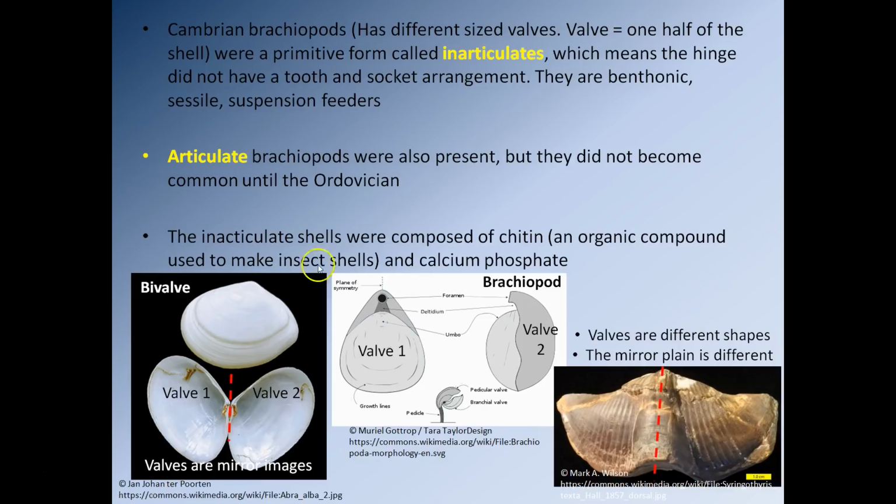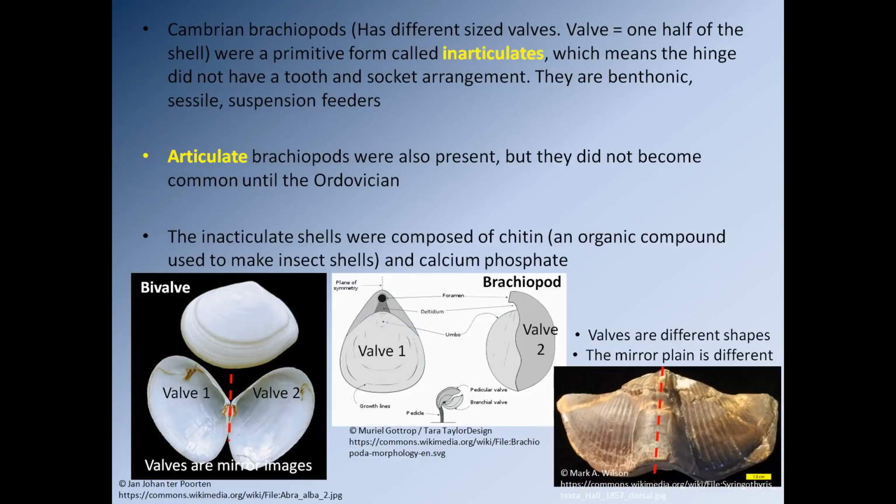So the inarticulate brachiopods were a group of very simple brachiopods that did not have this tooth and socket arrangement. So essentially their hinge regions were just smooth, and the two valves were held together purely by the muscles of the organism. So the only thing stopping the two valves being pulled apart was simply how big the muscles were that the organism had holding the two valves together.